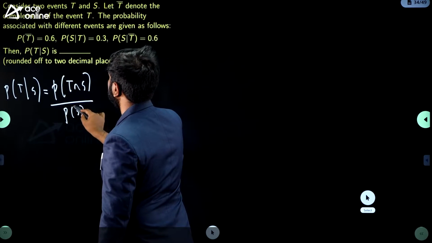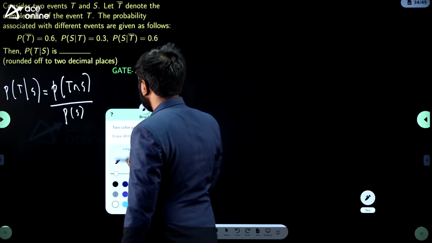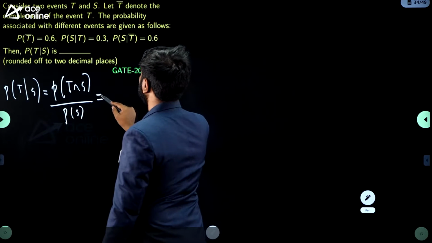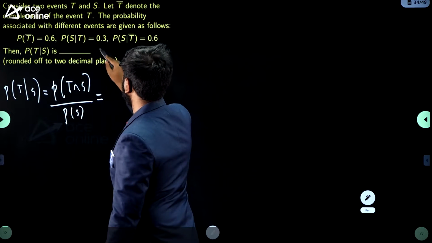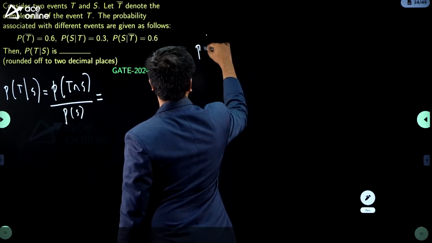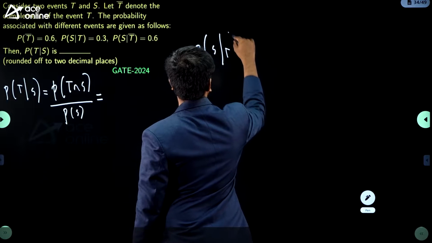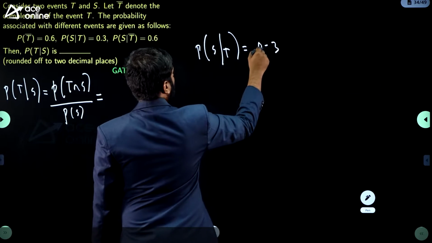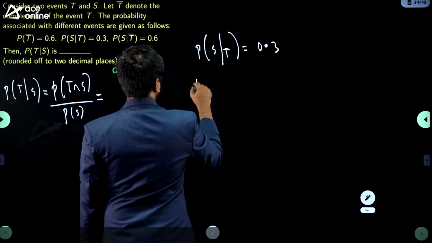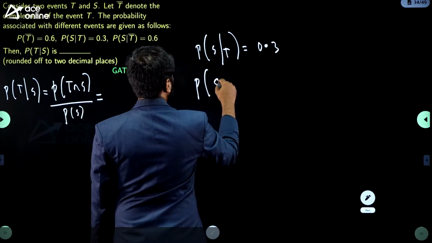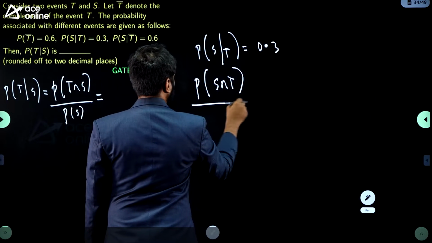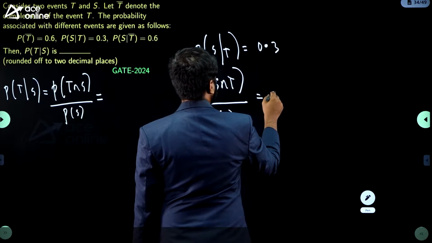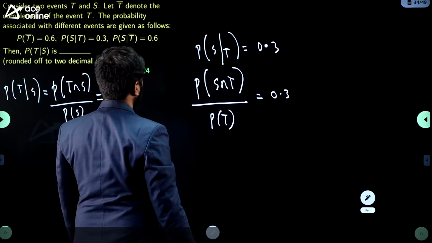So let us put this aside for a while. The idea is to get the numerator as well as the denominator. Let us see how to extract that information. They gave the probability of S given t. How much is this? This is 0.3. Now, according to the conditional probability, this can be written as the probability of S intersection t by the probability of t. So this has to be 0.3.